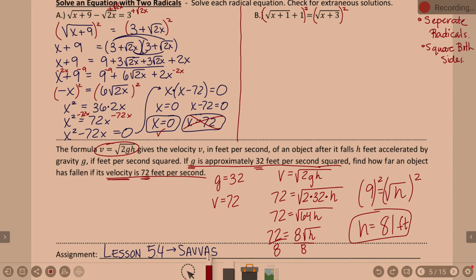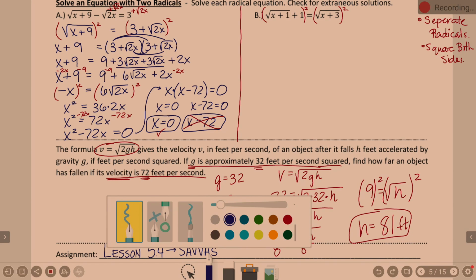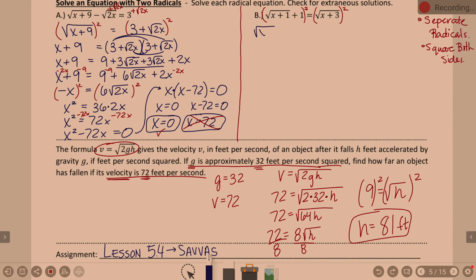That left, when I square it, what am I going to be doing here? It's going to be square root of x plus 1 times square root of x plus 1 plus 1. You're going to have to FOIL that. Now, don't let the looks of it get you. What is square root of x plus 1 times square root of x plus 1? What's the square root times itself? X plus 1.